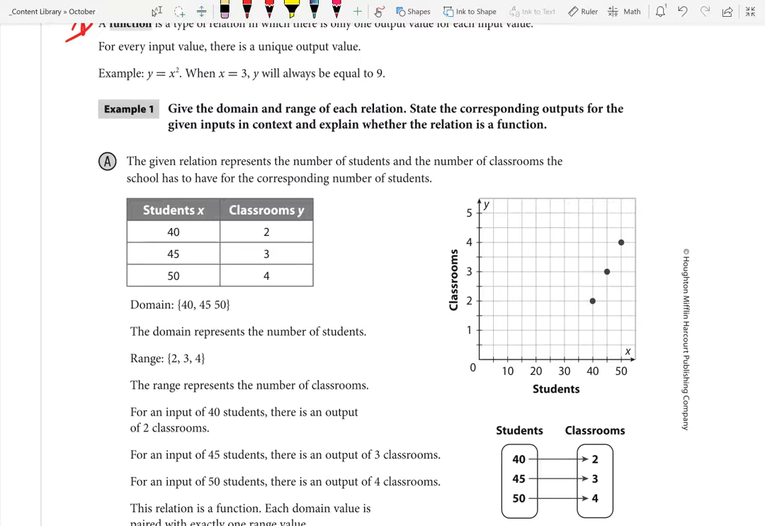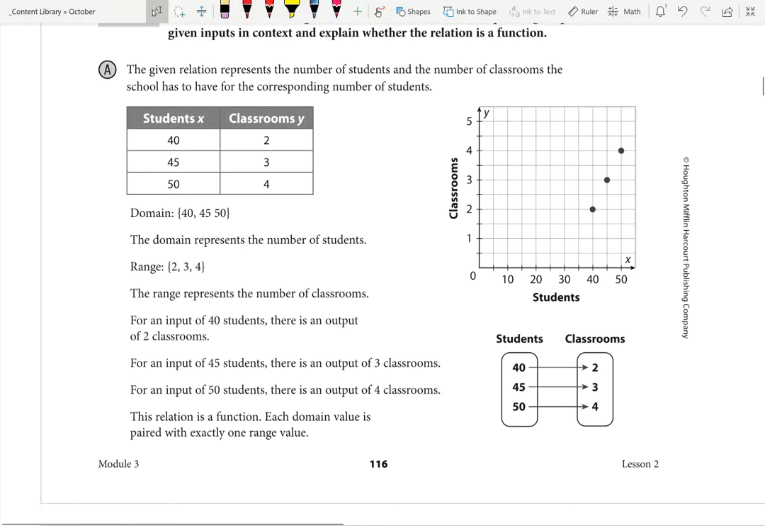Domain is those input values, those x values of 40, 45, and 50. The range is the y values 2, 3, and 4. Now, since they're one-to-one mapped, 40 goes to only 2, 45 goes to only 3, and 50 goes to only 4, because each of these only has one line coming off of it, it is considered a function. So yes, it is a function.